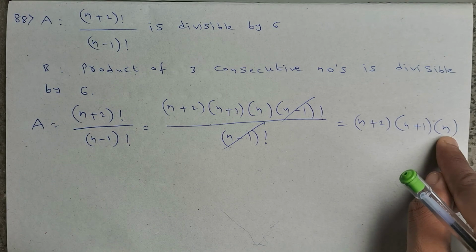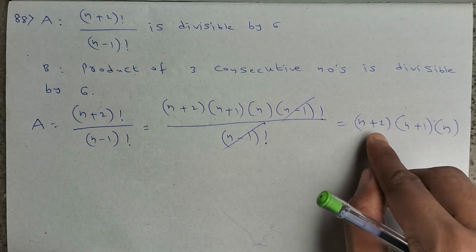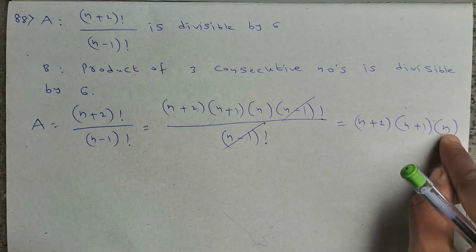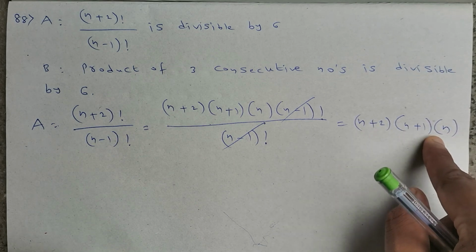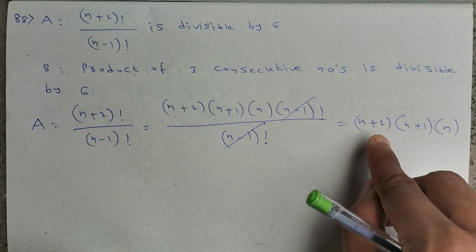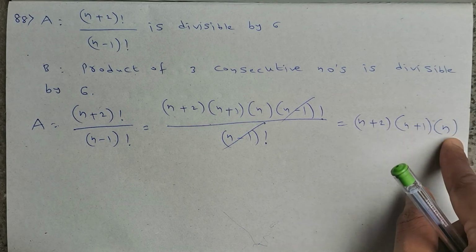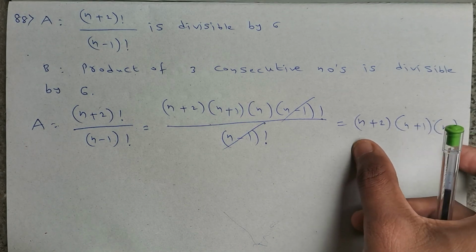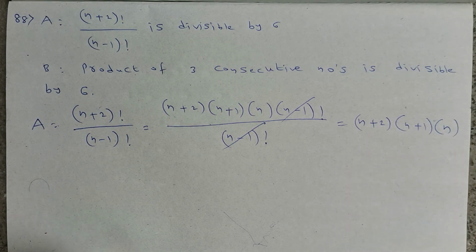Otherwise, n is 100, n plus 1 is 101, n plus 2 is 102: 100, 101, 102. If n is 25, then 25, 26, 27. So these three are consecutive numbers. n, n plus 1, n plus 2 are consecutive numbers, and these are all multiplied here. So it is the product of three consecutive numbers.